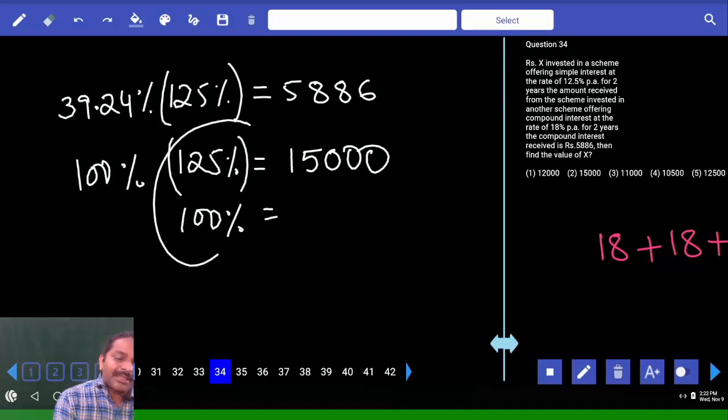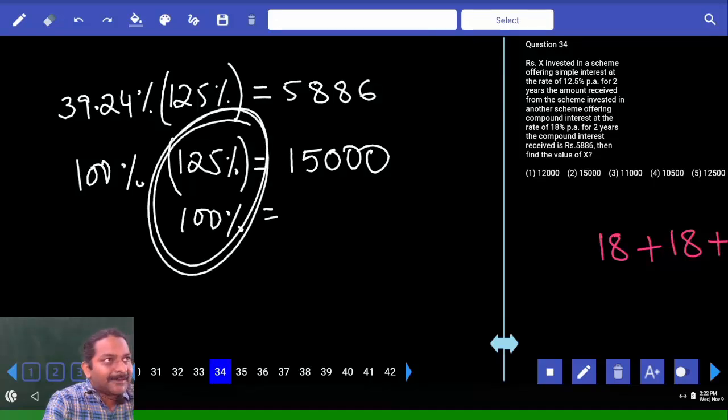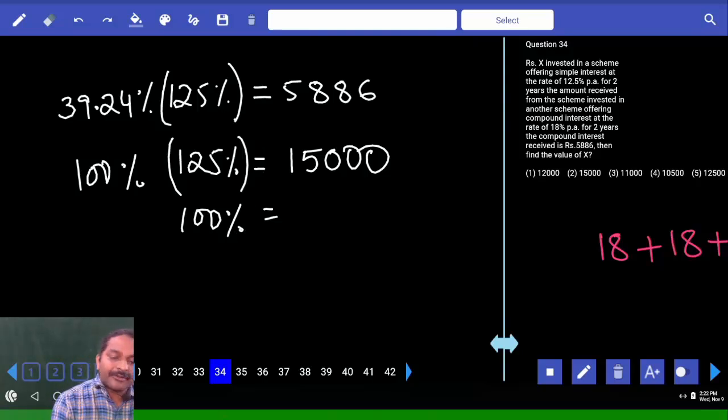Now can you tell me in what ratio these two numbers are there? 5:4. 5 parts is equal to 15,000. 1 part is 3,000. 4 parts is 12,000. That's it.